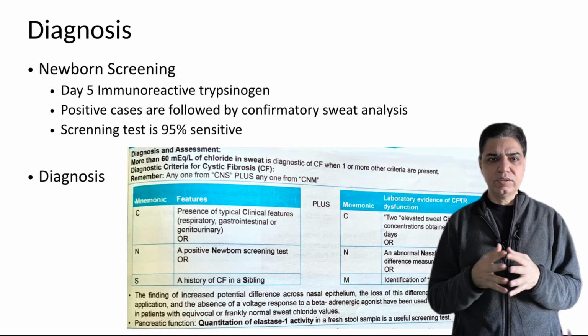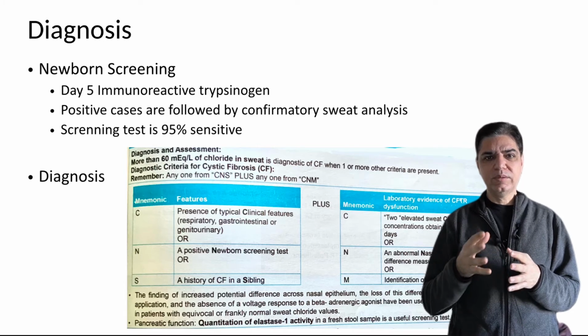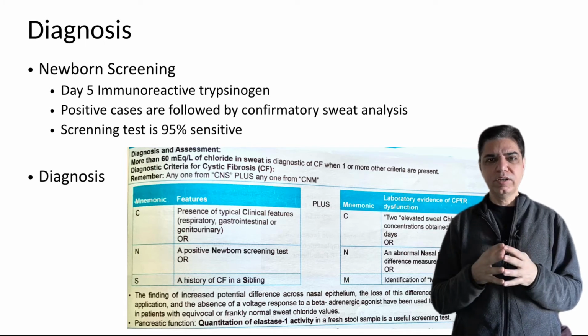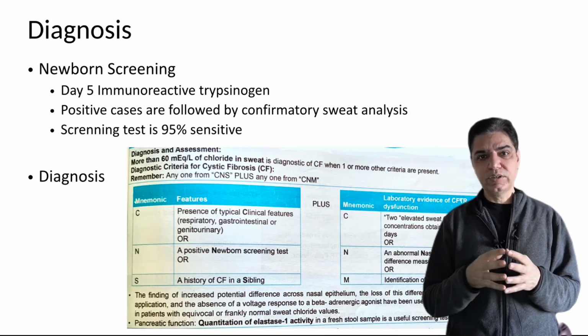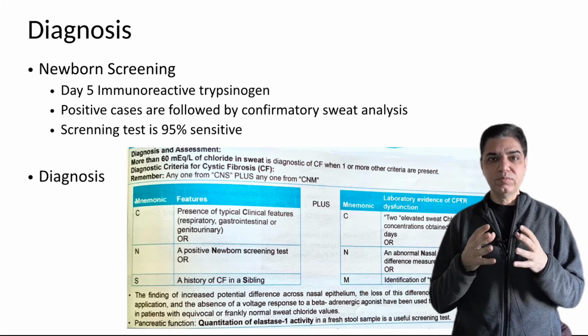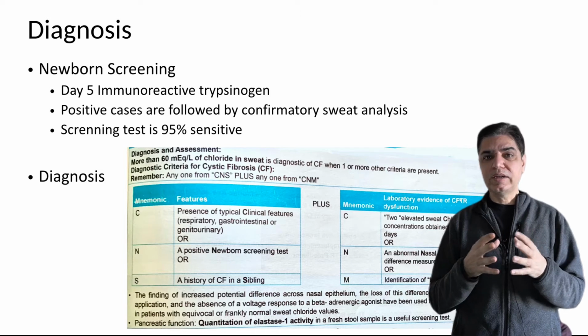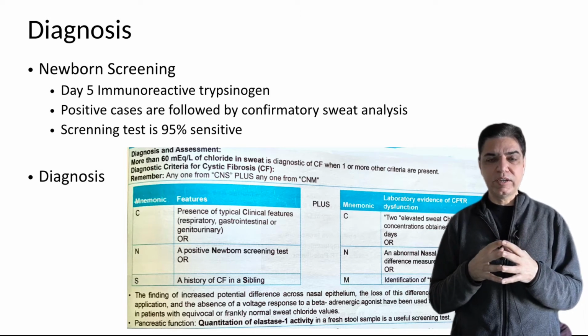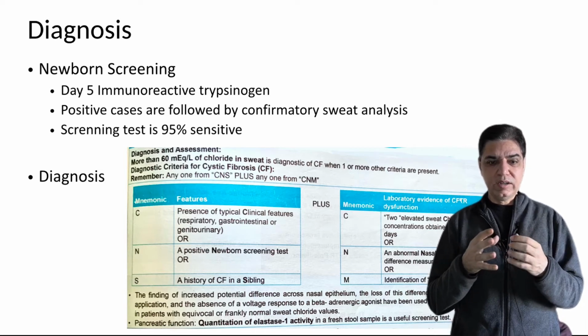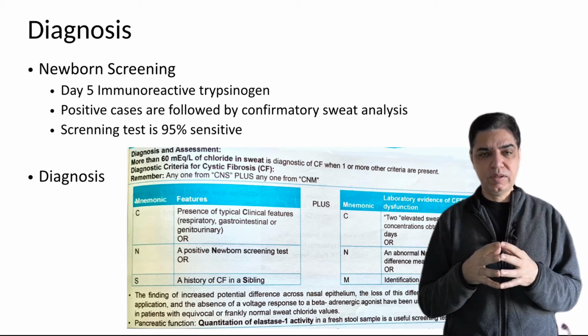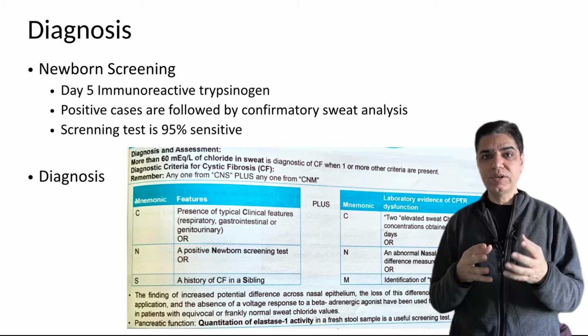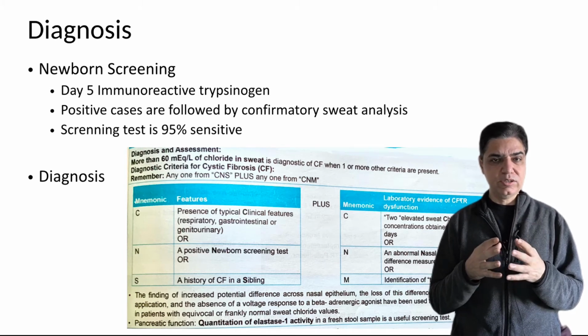Now coming to the diagnosis. Diagnosis can be done by newborn screening. So in newborn screening, routinely a day 5 immunoreactive trypsinogen test is done as part of the GO3 test, and if that is positive, that is followed by confirmatory sweat analysis. So a sweat level which contains sodium chloride more than 60 millimoles per liter is confirmatory for cystic fibrosis.